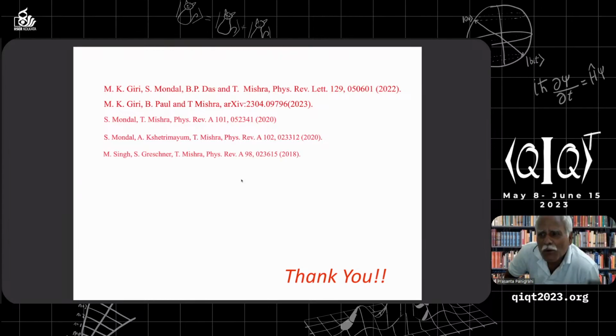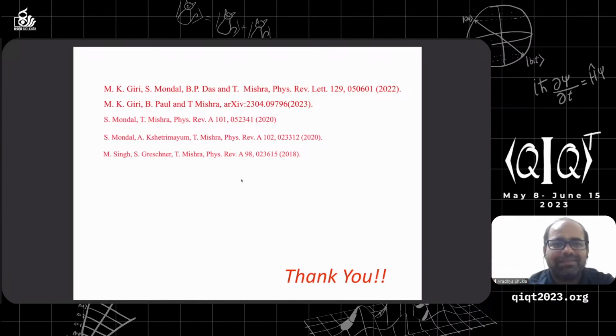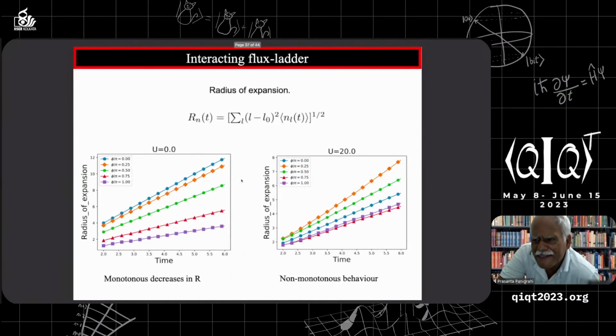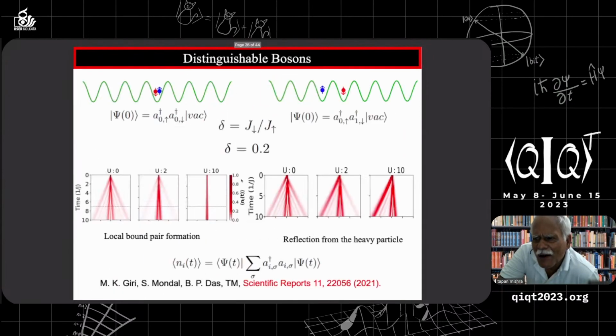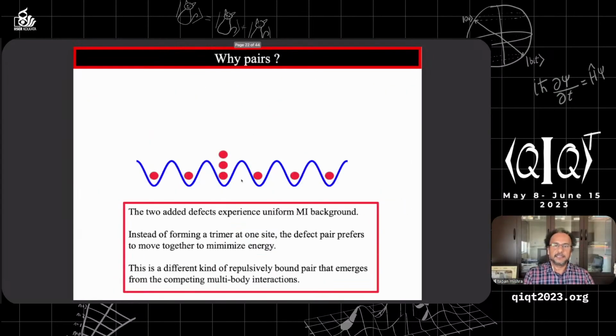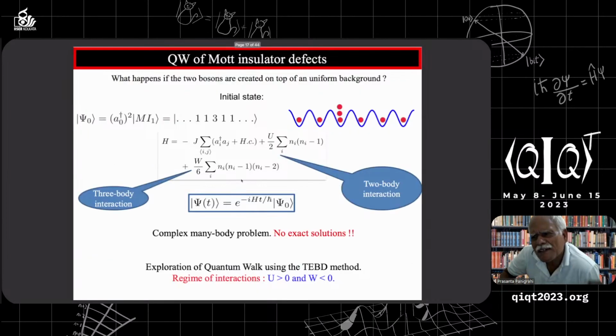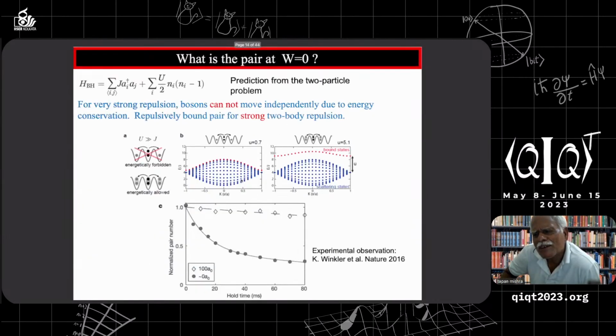Tapan, I have a small question. This bound state due to repulsion reminds one of high Tc materials. Of course, that is for fermions, isn't it? So what is the basic physics behind the bound state?